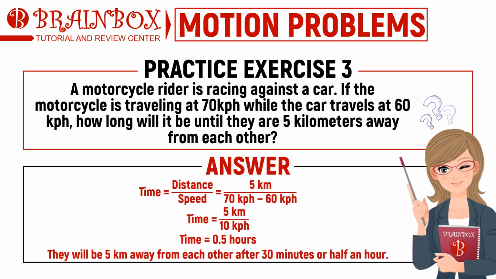Time is up. The correct answer is 0.5 hours. In this particular instance, the distance between the two vehicles is described by the difference in their speeds. Therefore, the speed we will be using for this problem is actually 70 minus 60. Substituting these quantities into our equation, we get a value of 0.5 for our time. This means that the car and motorcycle will have a gap of 5 kilometers 30 minutes after the race begins.